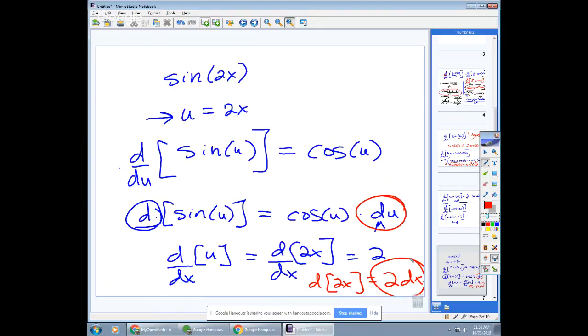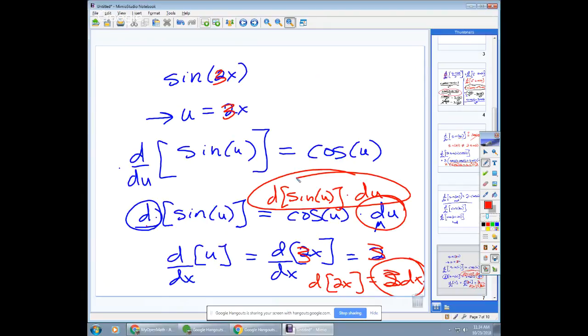What if it was a 3 instead? Guess what would happen? It would do the same thing. It would just pop out. If we threw a 3 in here instead, it just puts a 3 here and a 3 there. The 3 would pop out. Okay. So what I end up with, if you think about it, the cosine of u came from taking the derivative of the sine. So what I have is the derivative of the sine of u times du. I get this chain of derivatives.